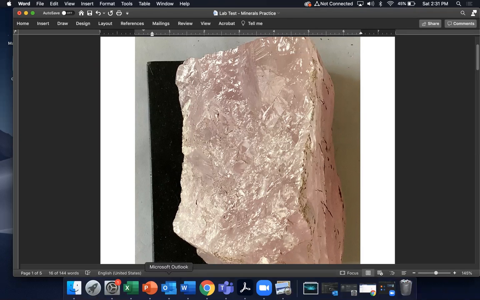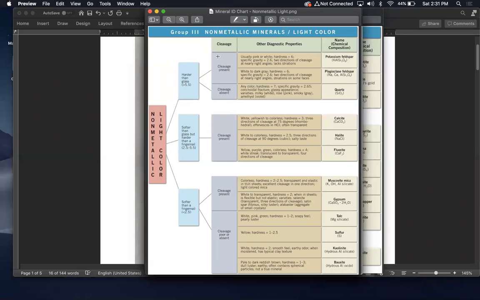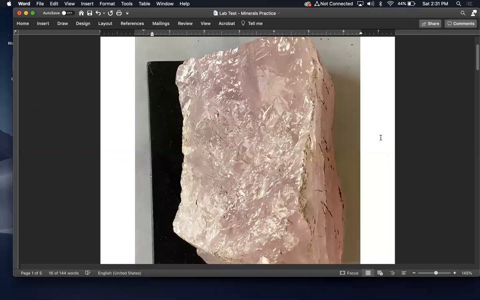If I can get the charts to go back up here. The two choices for the feldspars, potassium and plagioclase feldspar, both have cleavage patterns, which we will see in a different sample later. So we have absent cleavage, which means we are looking at quartz, and that's how you would identify that mineral. Okay, so that's how we figure out that one.